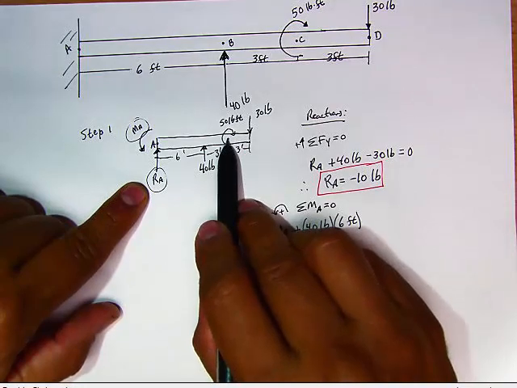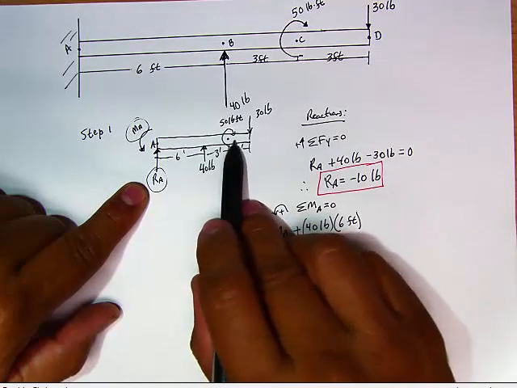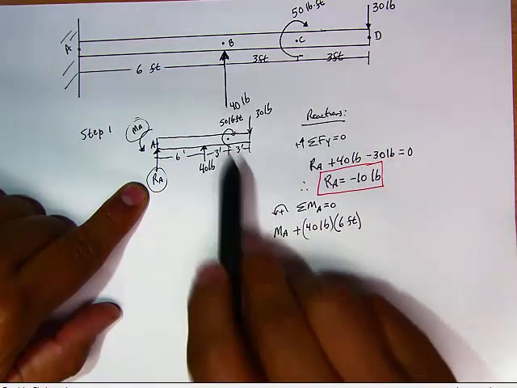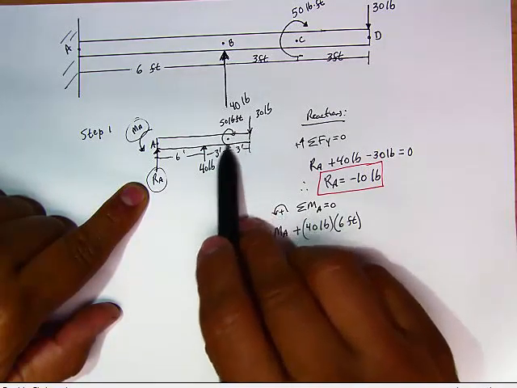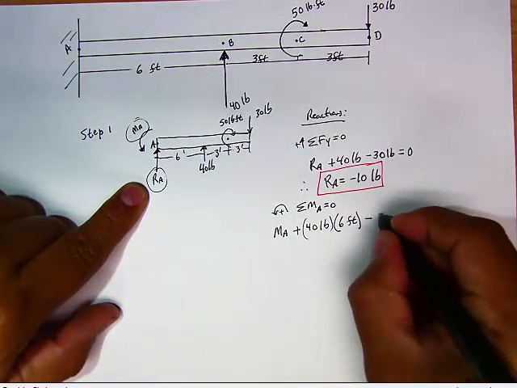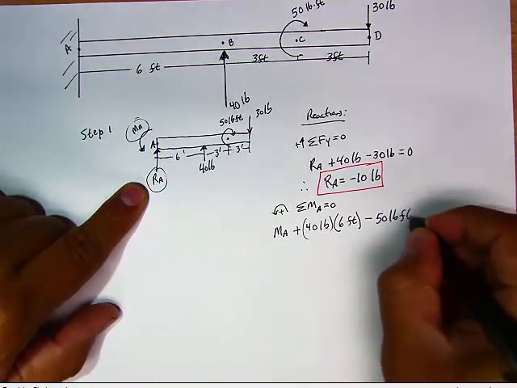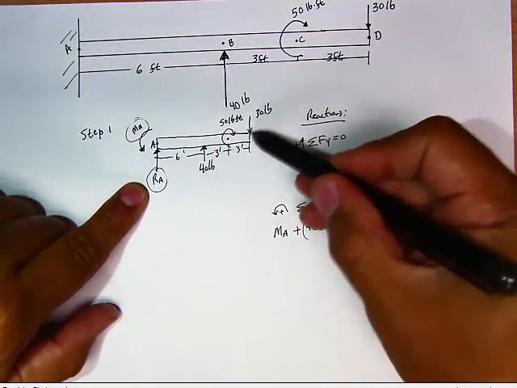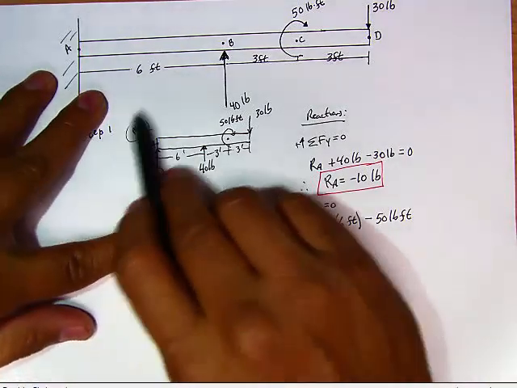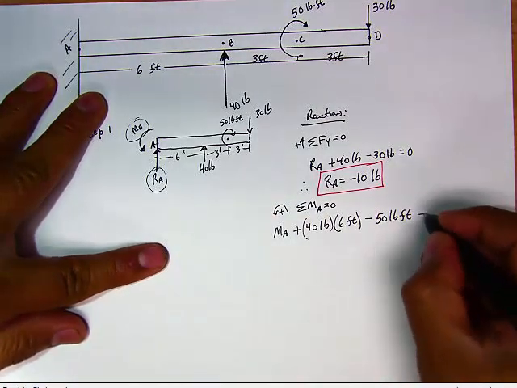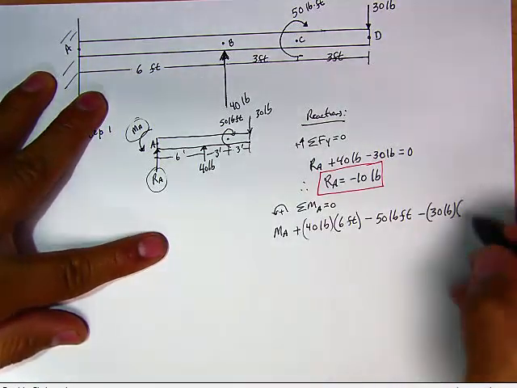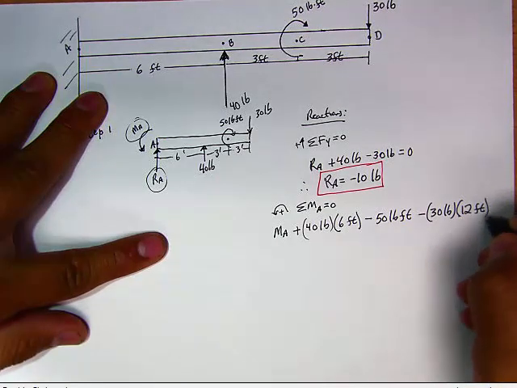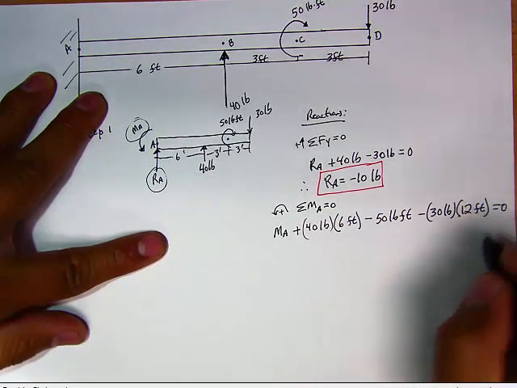We also have this. It is known as a free vector. So its position doesn't matter when it comes to finding out the sum of the moments. Only its magnitude. First of all, it is clockwise, so it is negative 50 pound-feet. And last but not least, this 30-pound force also produces a clockwise moment. So it is negative 30 pounds, and that one is at a distance of 12 feet. And this is equal to 0.